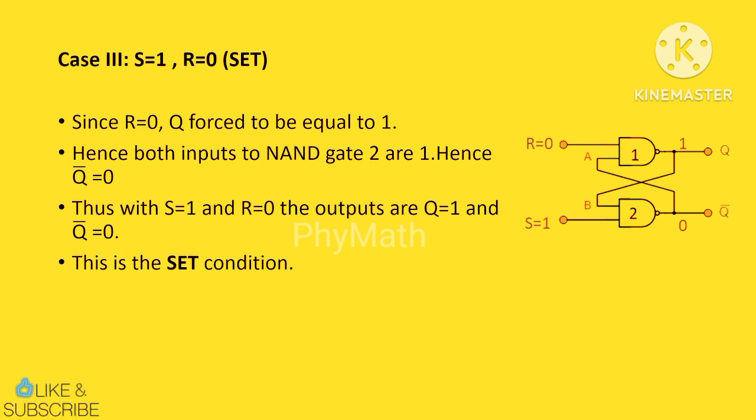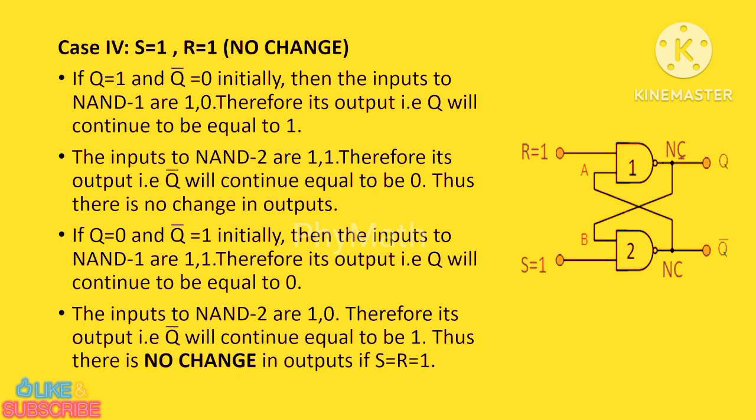Now let's take the last case, that is S equals 1 and R equals 1. If Q equals 1 and Q bar equals 0 initially, then the inputs to NAND gate 1 are 1 and 0. Therefore its output, that is Q, will continue to be 1. Similarly, the inputs to NAND gate 2 are 1 and 1. Therefore its output, that is Q bar, will continue to be 0. Thus there is no change in the outputs.